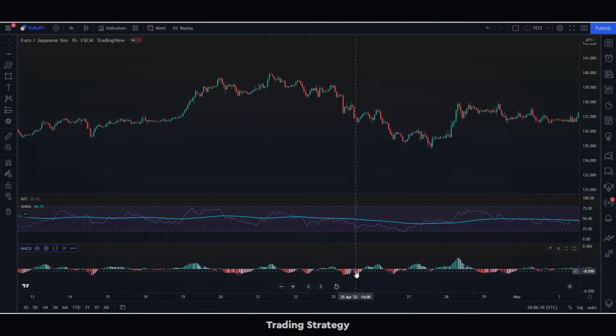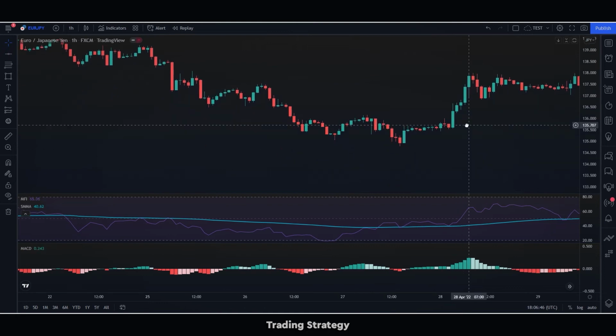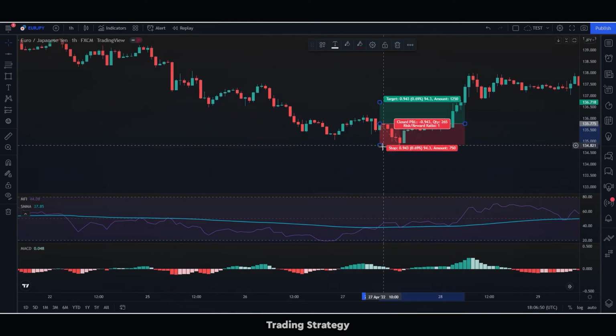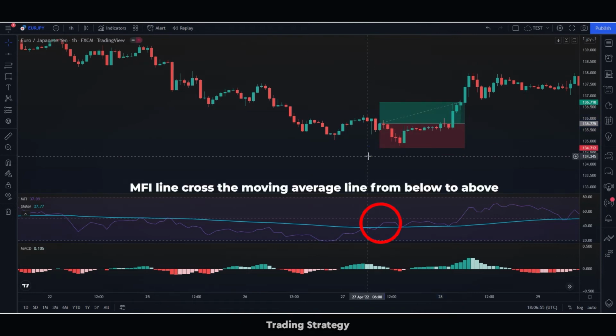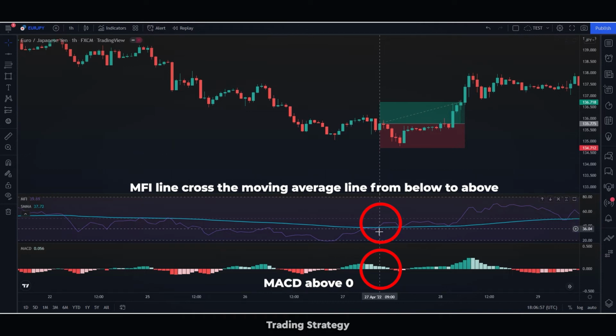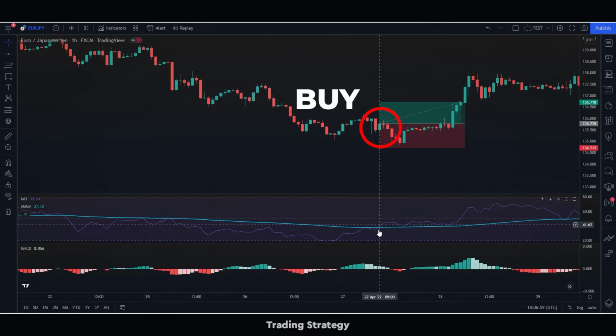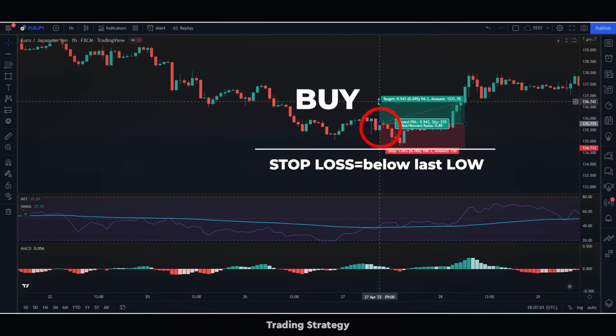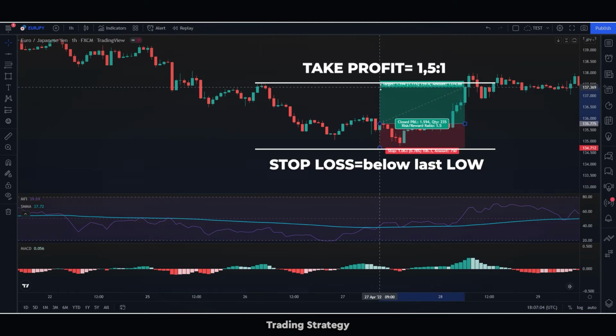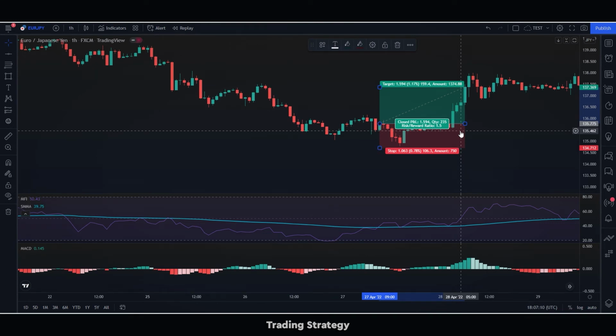Now, let's show examples using this strategy. To carry out a purchase operation, we will wait for the MFI line to cross the moving average line from below to above, and at the same time that the MACD is above 0. If this is true, we will execute the buy operation. We will put the stop loss at the last minimum, and our take profit at a risk-benefit ratio of 1.5 to 1. That means that we will risk 1 to try to get 1.5. If the MFI breaks out of its oversold zone with a bullish slope, the buy signal is much stronger.